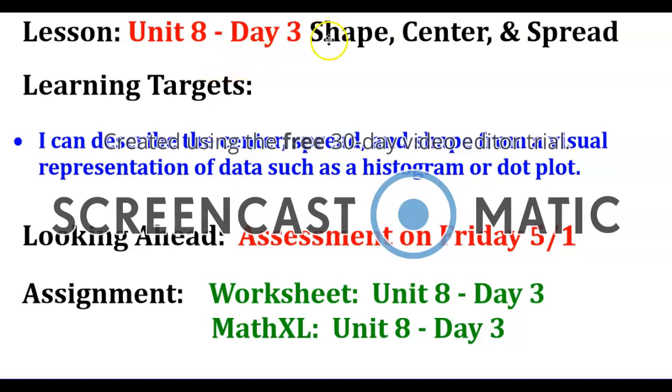Today we're going to be talking about shape, center, and spread. We're going to be describing these from visual representations of data like histograms or dot plots.